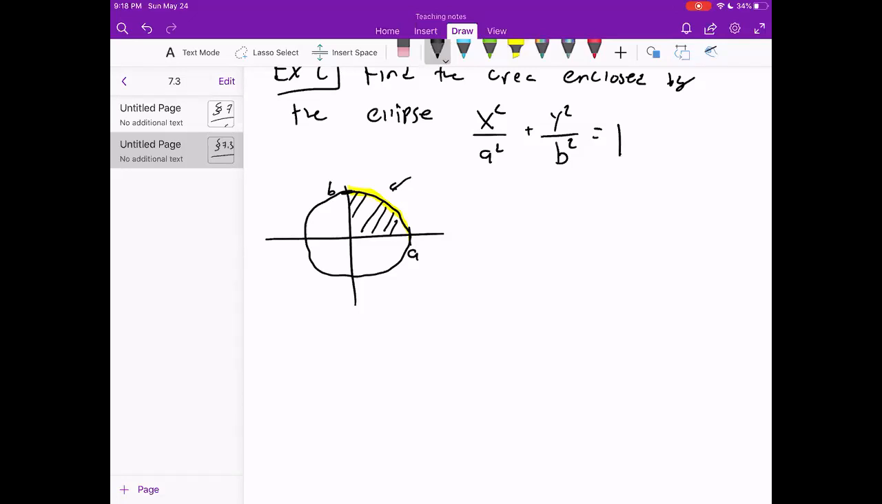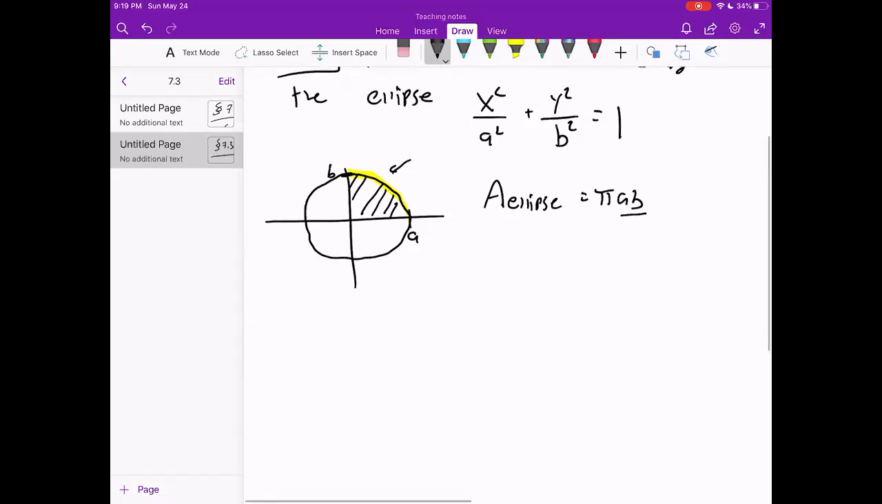And if you know an answer going into a problem, that's even better. You can check your solution. The area of the ellipse is pi AB. The way to remember that is you know what the area of the circle is. It's pi r squared. Circle is an ellipse when a is equal to b is equal to r. So that's how I remember it, at least.